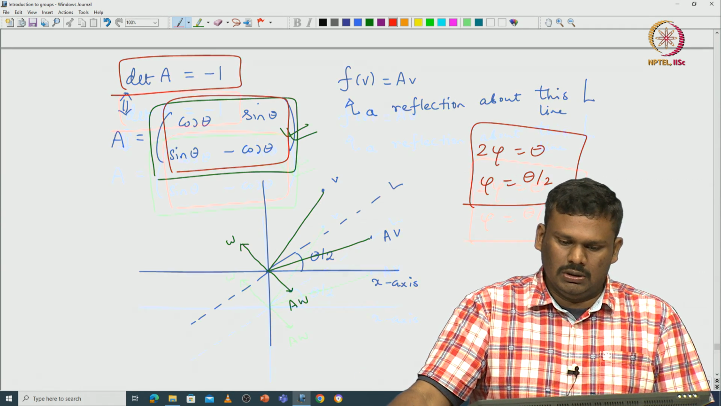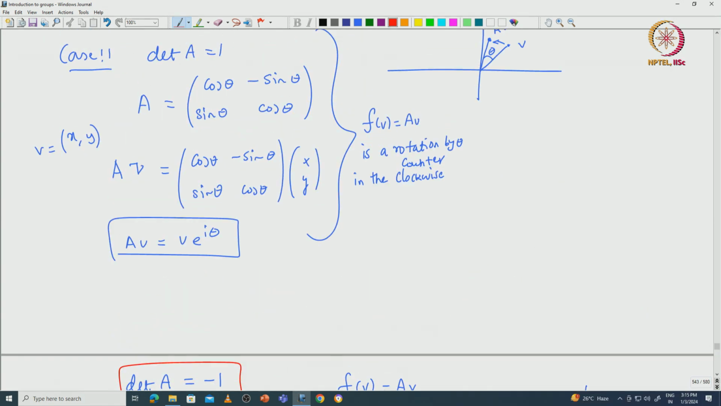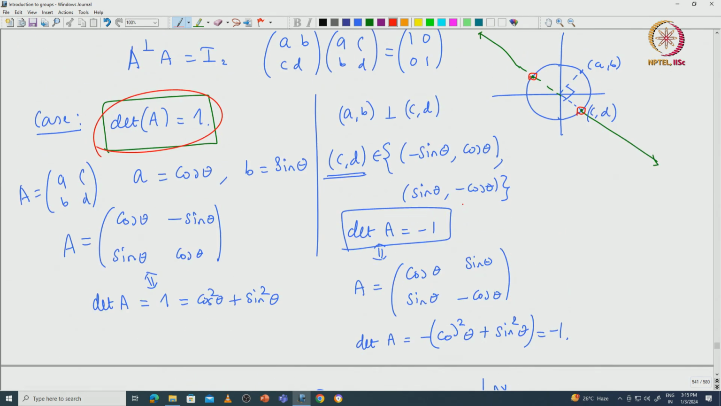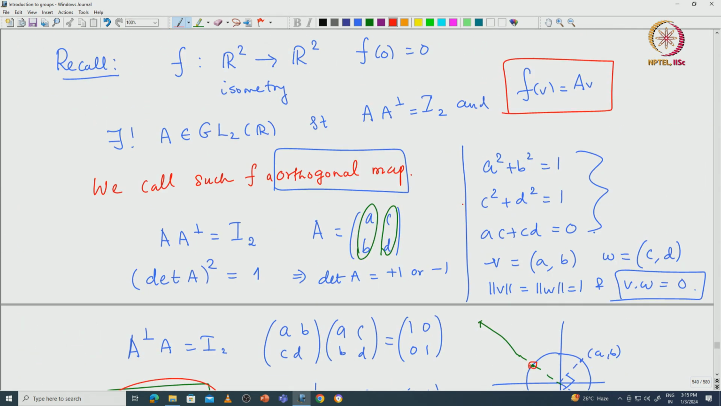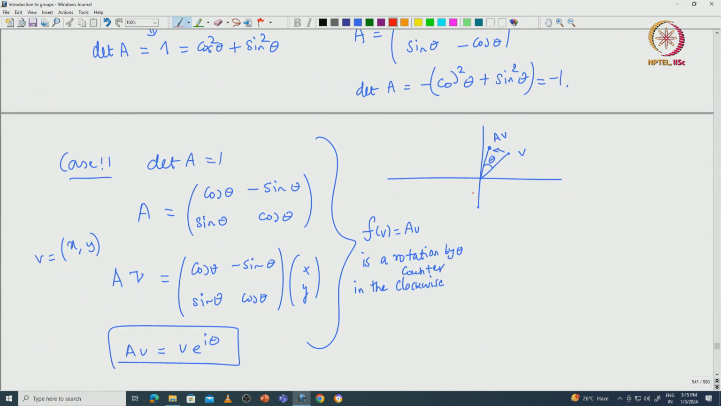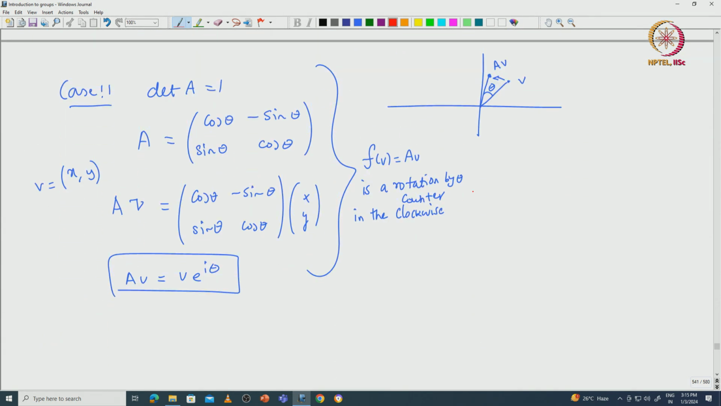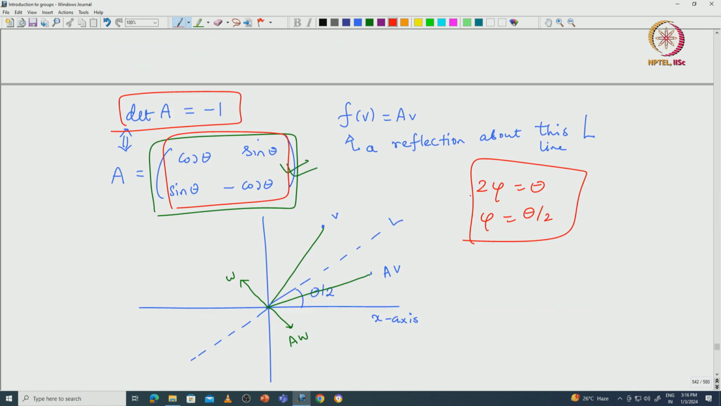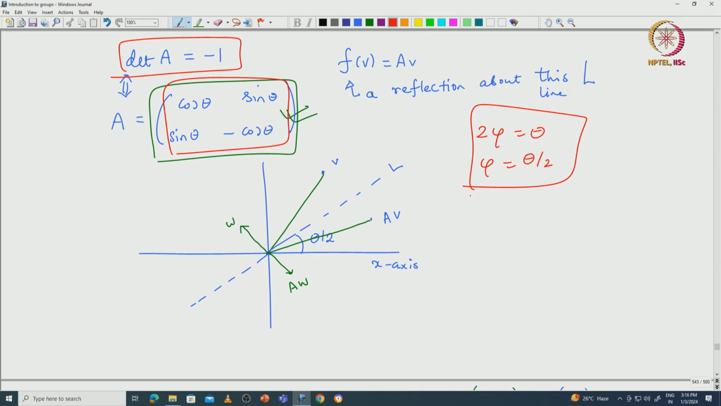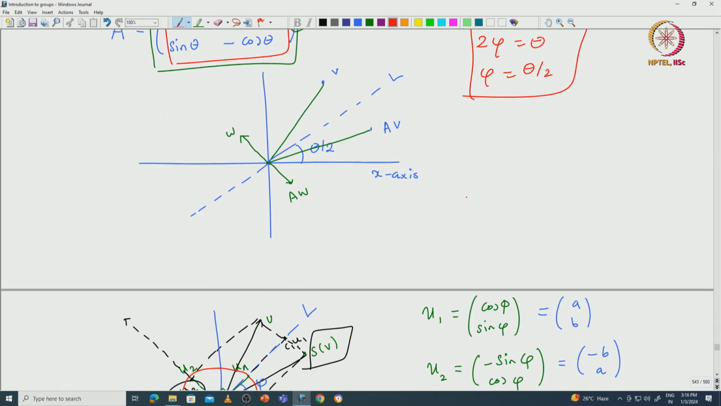Okay. So, this actually tells you that when you take these orthogonal maps, whenever the determinant is 1, that corresponds to a rotation by theta counterclockwise about the origin. This is also a linear operator. When it is minus 1, it is a reflection about the line L, which is defined here. Again, that line also passes through the origin. So, this reflection is again a linear map.